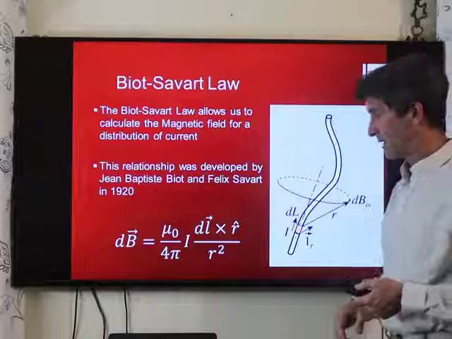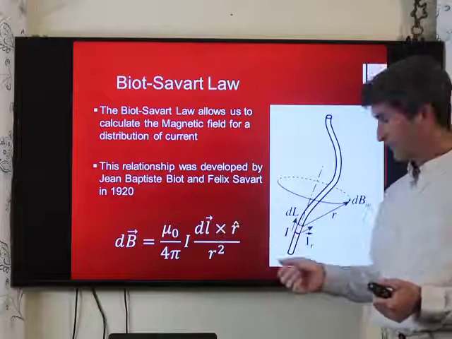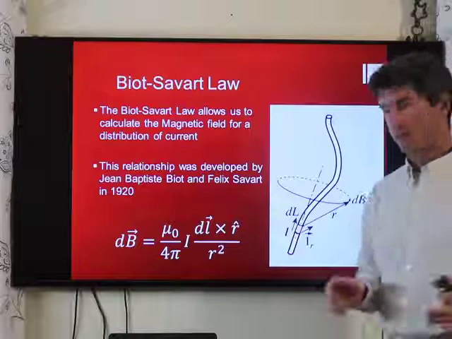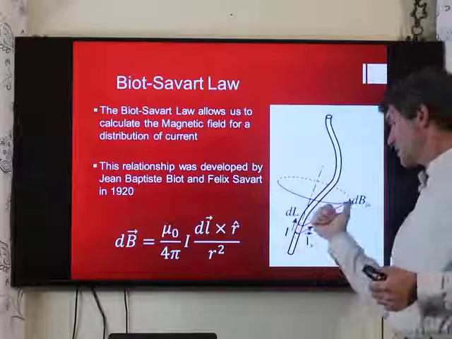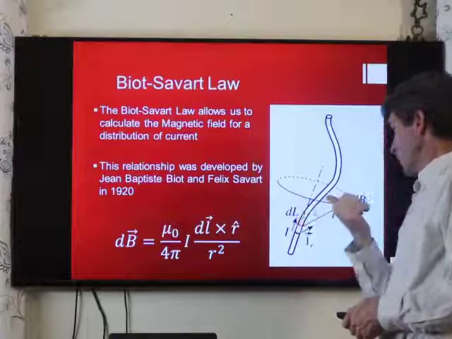dL, again, represents an infinitesimal length, so we're taking this in the limit where dL goes to zero. dL is a vector. It points in the direction that the wire is going. So dL cross r hat. r hat is a unit vector. It doesn't have any value to it, but it points in the direction of the position vector. So if we're doing a cross product here, we can see that the magnetic field would actually point into the board.